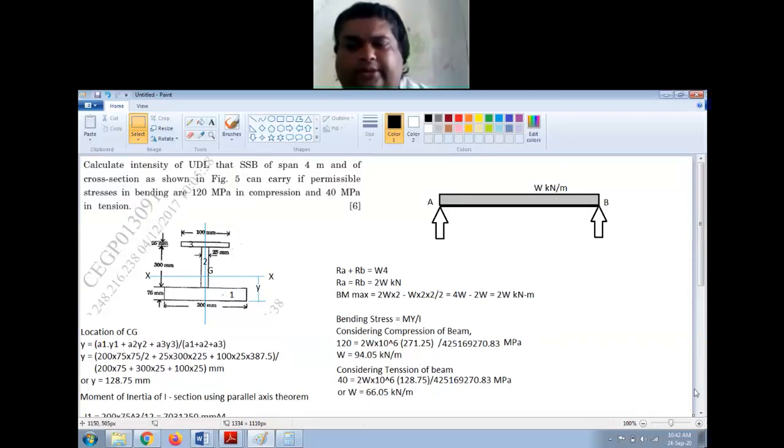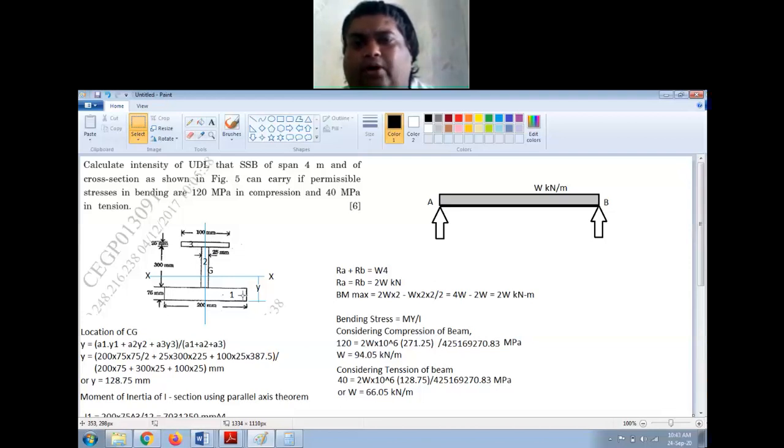Okay, let me tell because time is about to get over. See, always we have to choose the lower value, right? The load that is being applied should be selected whichever is lower whenever you have this tension and compression. If I get the minimum load for compression, I have to use that load. If I get minimum load for tension, I have to use that load. Reason is, see, when I apply 94.05 kilonewton per meter, the beam will not fail due to compression, but it will fail due to tension.